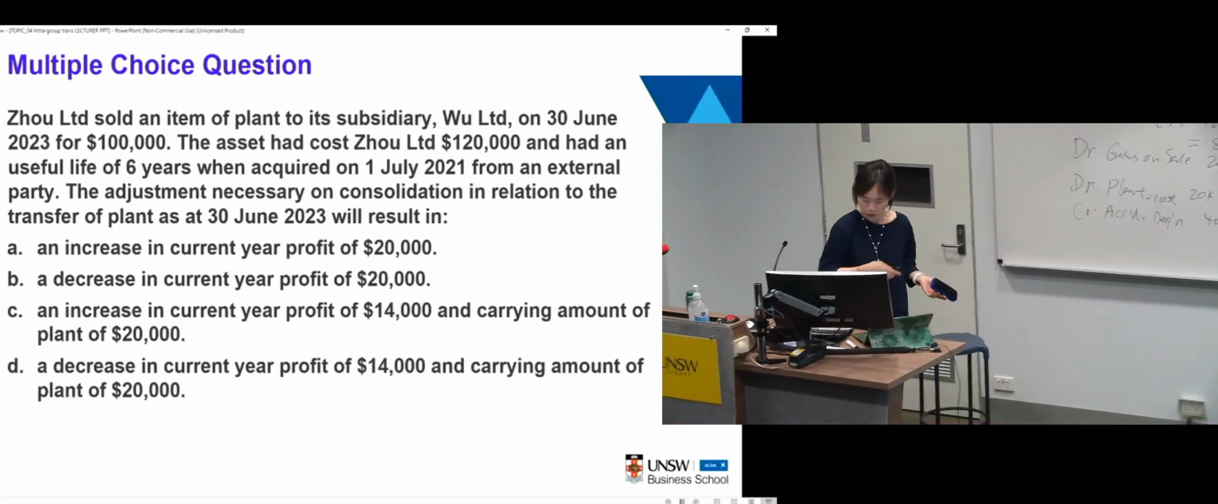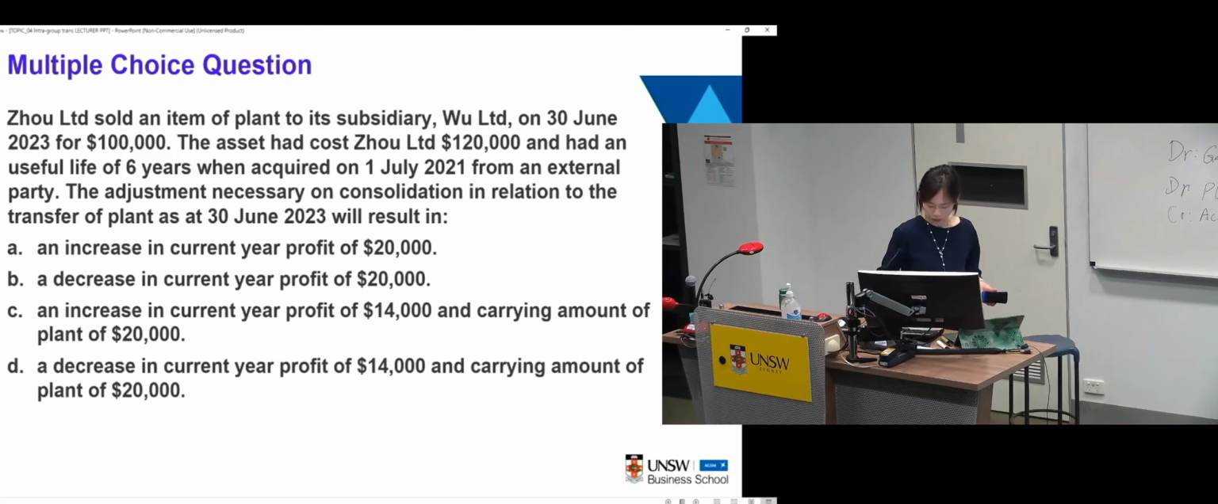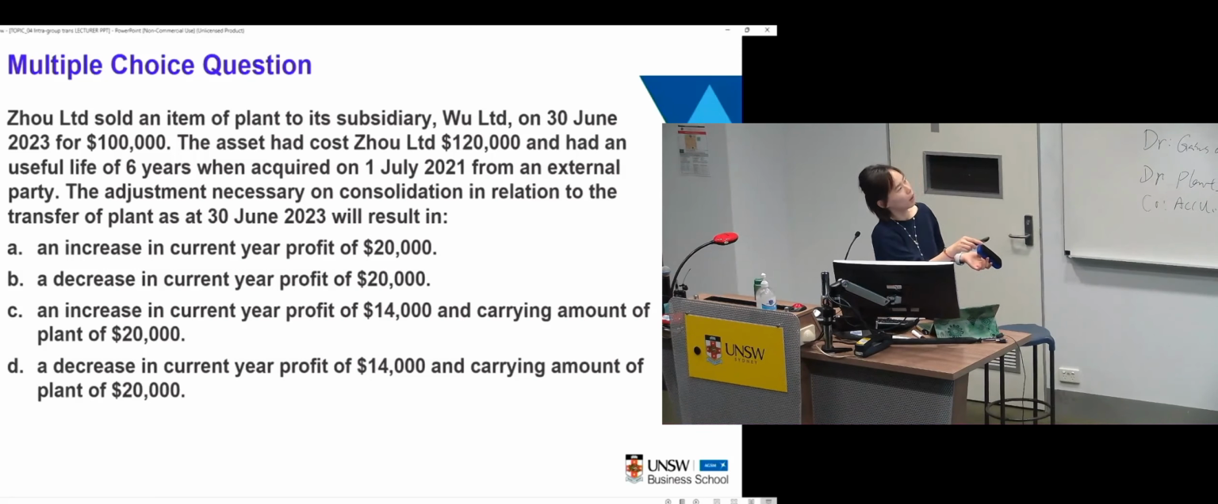Now this effectively reduces the carrying amount of the plant by 20,000, right? What is the plant cost to the group? 120, right? What is the cost after transfer? 100. You need to adjust the debit for another 20. What is the accumulated depreciation after transfer? That's 0. But what should be reported by the group? 40,000. So that's why you reinstate this amount in your worksheet.